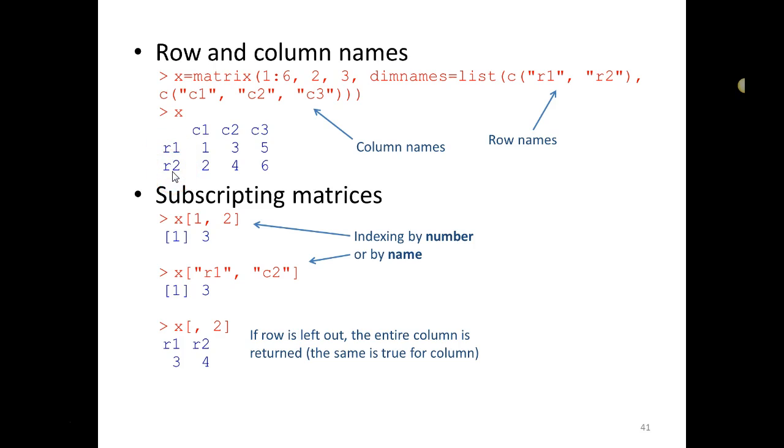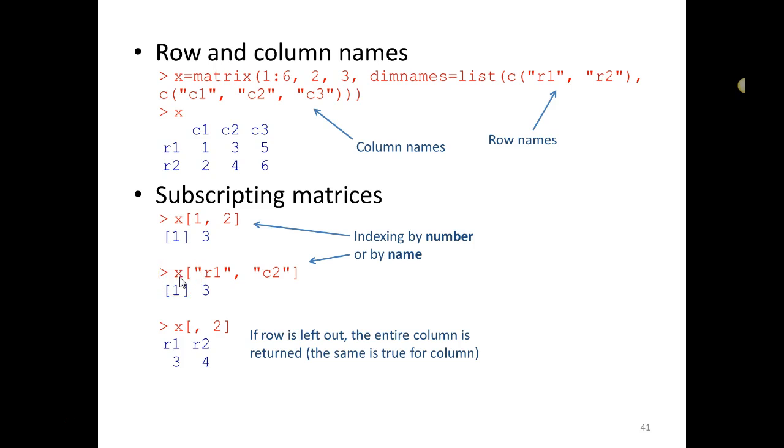When you subscript matrices, then you have to tell R both which row and which column you're interested in. So if you want, for example, the first row, the second column, you write X bracket 1, 2, and then you get the 3 in return. And that is because the number 3 here is stored at the first row, the second column. And as you see, R starts with the rows and then the columns. It's always like that.